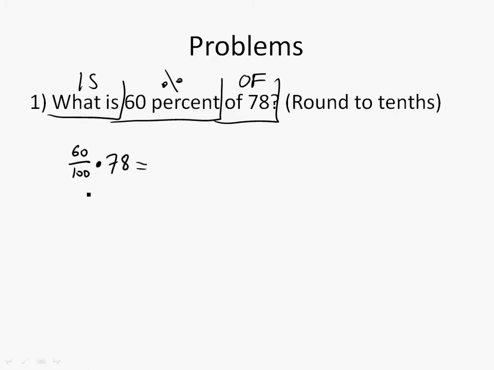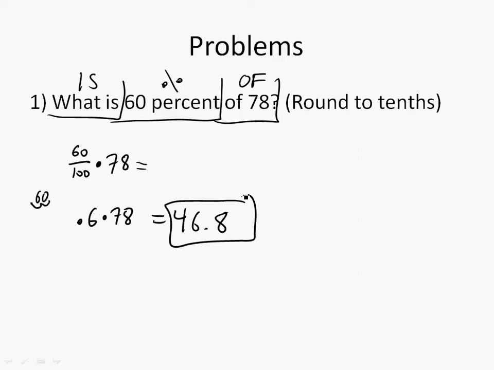And so when I divide 60 by 100, I can just move the decimal point 2 places to the left. So now I have 0.6 times 78, and when I do that, I end up with 46.8. So therefore, I know that 46.8 is 60% of 78. So again, all we had to do, we changed the percent to decimal by dividing by 100, and then multiplied by the number we were taking the percent of, that was the 78, and we get that number.